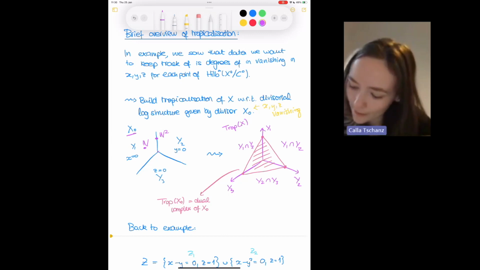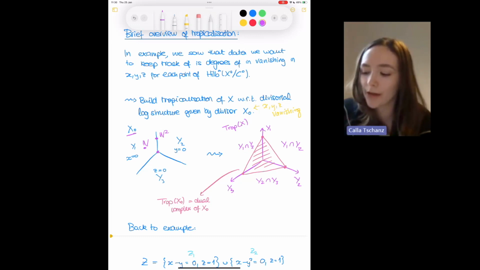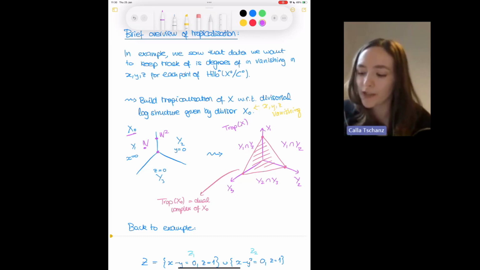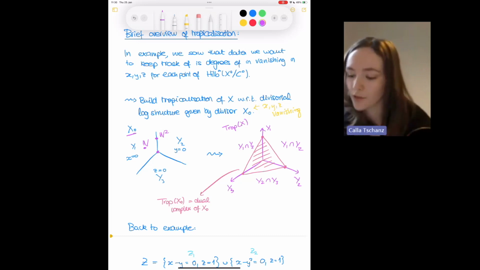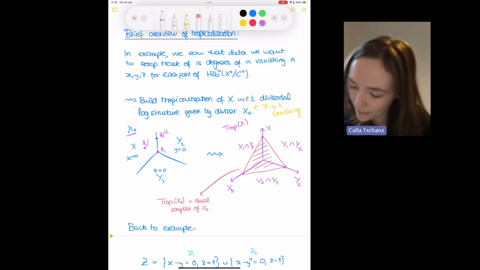And then at this triple intersection point where X, Y, and Z all vanish, I can consider degrees of vanishing in all three variables. That gives me some three-dimensional space, so I attach a copy of N^3.